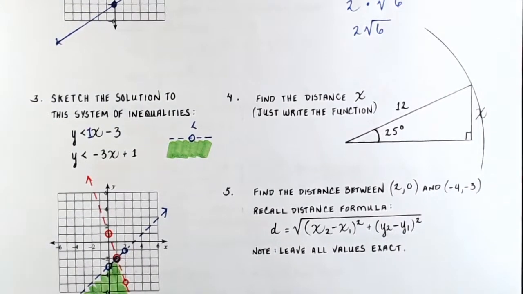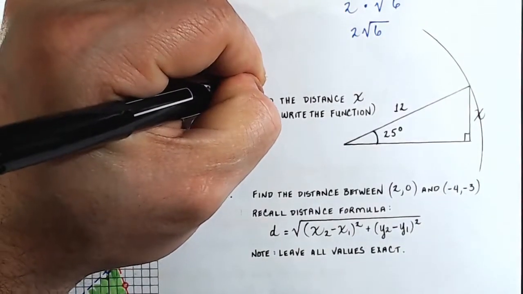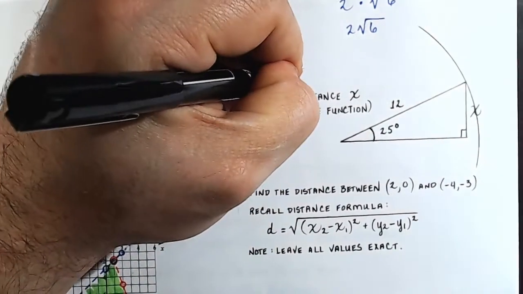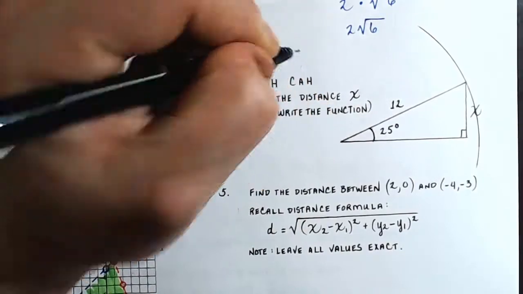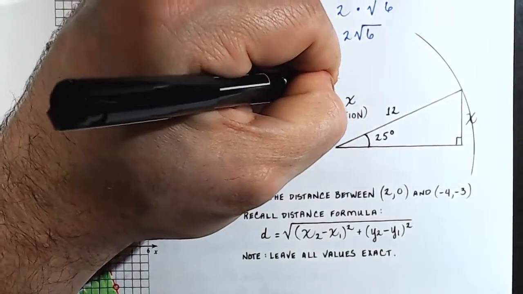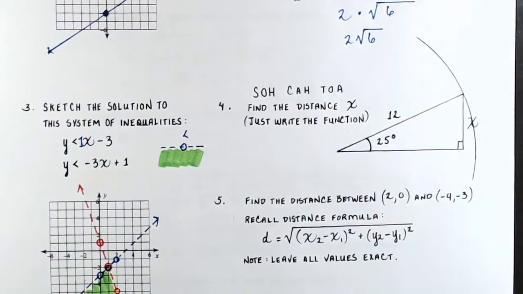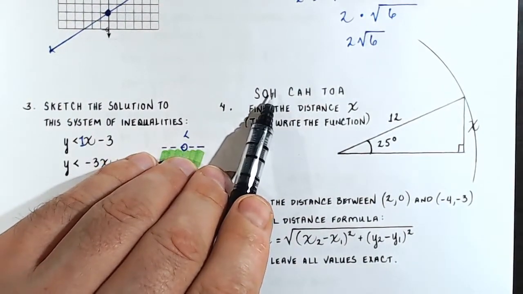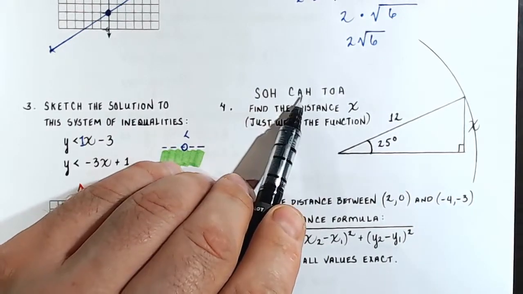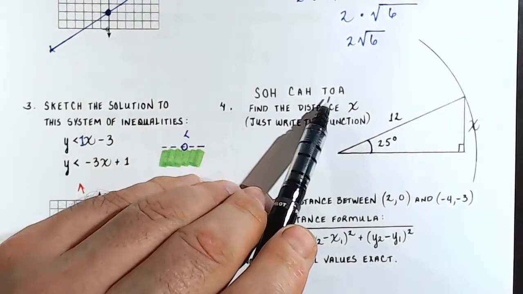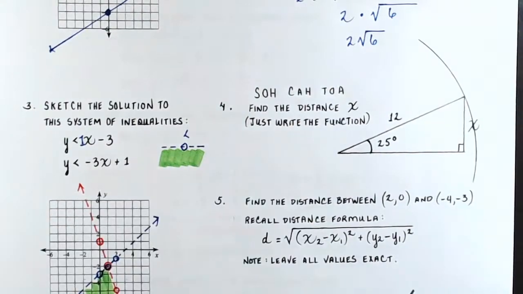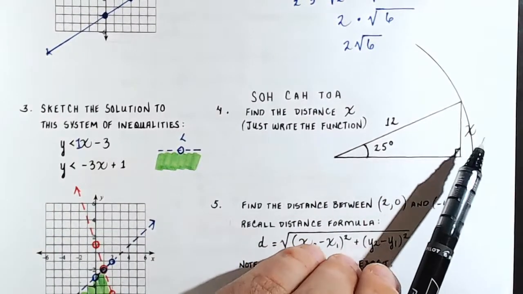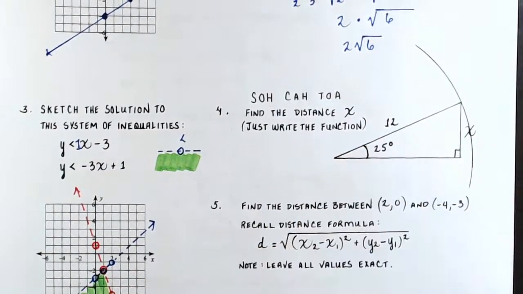Now remember that we have this little mnemonic device called SOH CAH TOA. And what this mnemonic device tells us is that sine is opposite over hypotenuse, cosine is adjacent over hypotenuse, and tangent is opposite over adjacent. So what I'm dealing with here in this problem is the opposite and the hypotenuse.